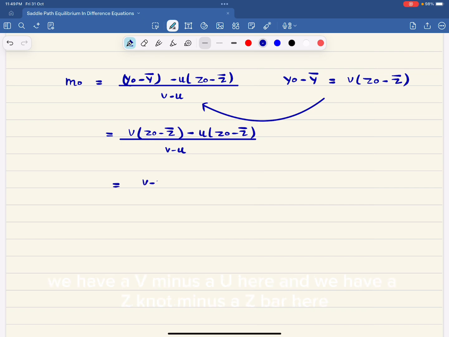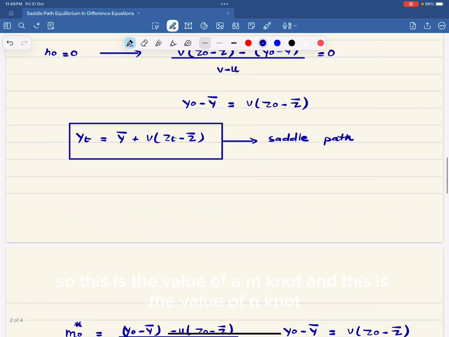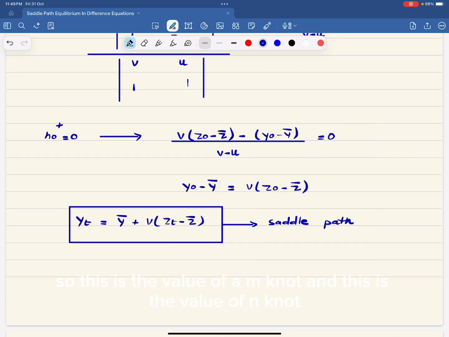Okay, we have a v minus a u here. And we have a z naught minus a z bar here. And what we're going to do now is this is going to cancel out. So I'm left with a z naught minus a z bar. So there we have it. That's my solution. So this is the value of m naught, and this is the value of n naught.